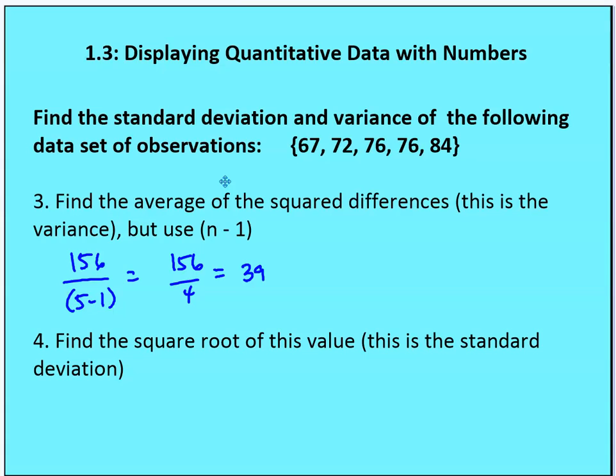And then I'm going to take the square root of this value. This is the standard deviation. That ends up being approximately 6.24. For now you can round to the hundredth, or just leave it as the square root of 39.